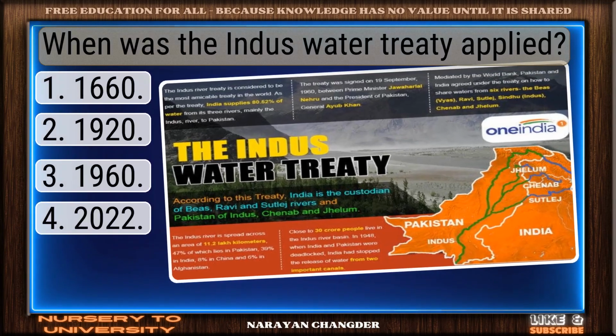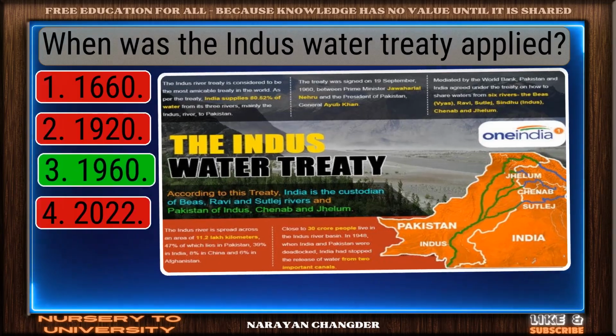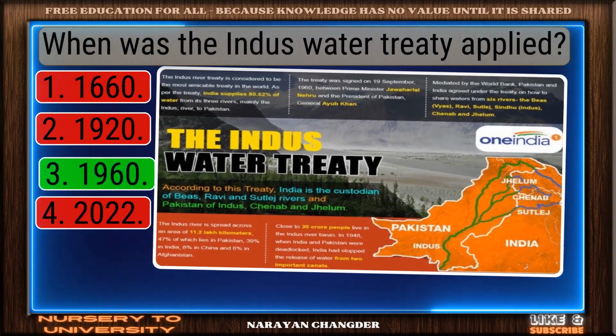Question number 18. When was the Indus Water Treaty applied? Right again, 1960 is a valid answer.